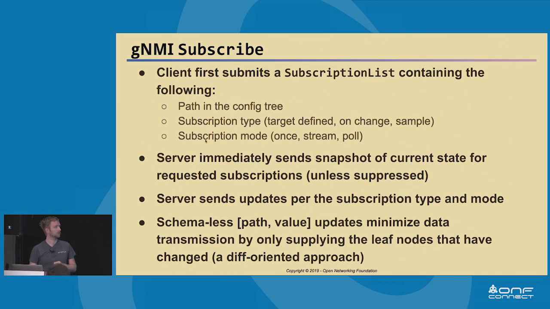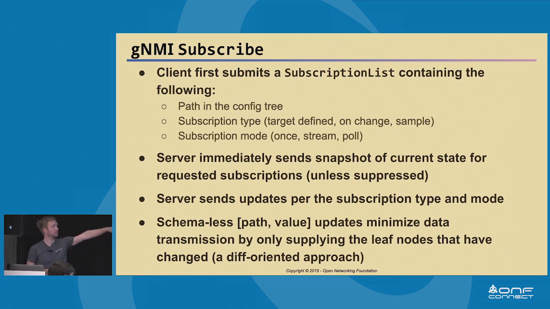There's also a subscription mode. The first one is once. That's basically a get. Send me the data once, and then you can close this subscription. Streaming. So streaming means we're using target-defined, on-change or sampling. It means I want you, the server, to stream me updates based on my subscription type. And then polling. Polling means I'm going to give you a set of paths that I'm interested in, and then I'm going to send you a poll message whenever I want the server to respond with the new values.